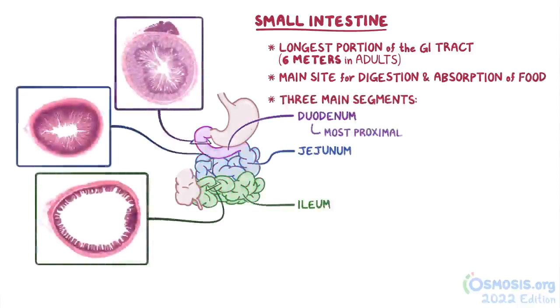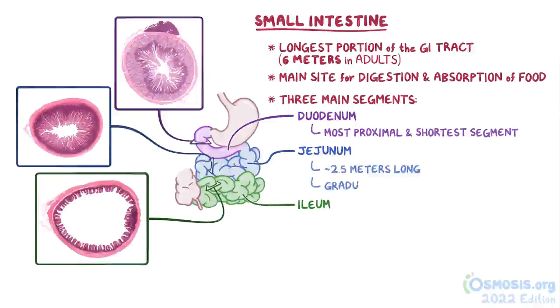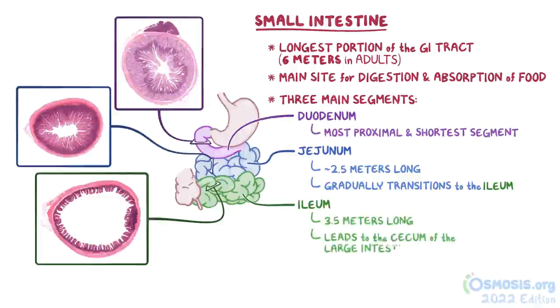The most proximal segment of the small intestine is the duodenum, and it's also the shortest segment as well. The duodenum connects with the jejunum at the duodenojejunal junction. The jejunum is approximately 2.5 meters long and will gradually transition to the ileum, which is the last segment of the small intestine. The ileum is usually about 3.5 meters long and leads to the cecum of the large intestine at the ileocecal junction.